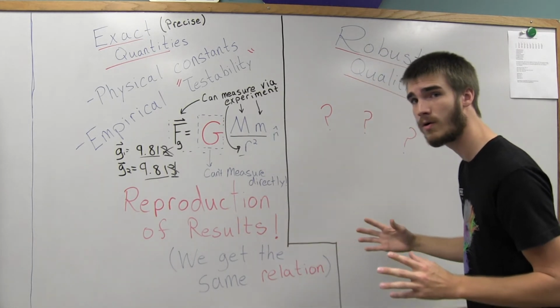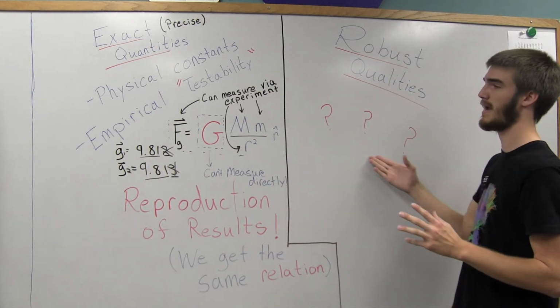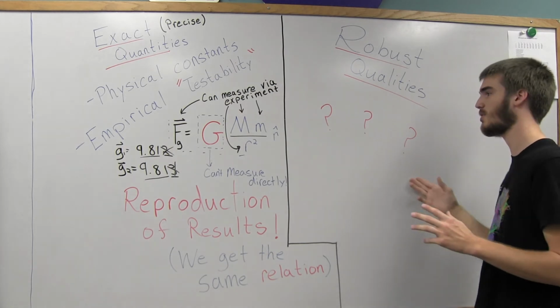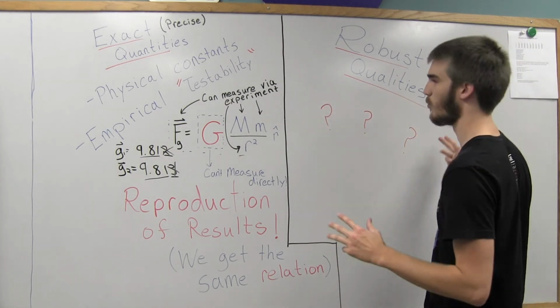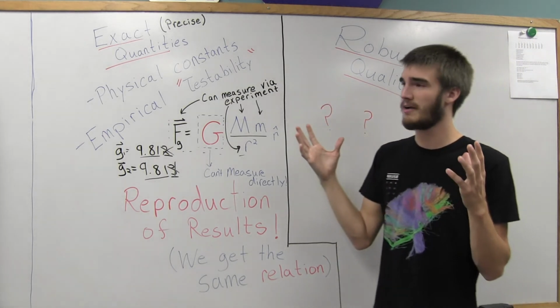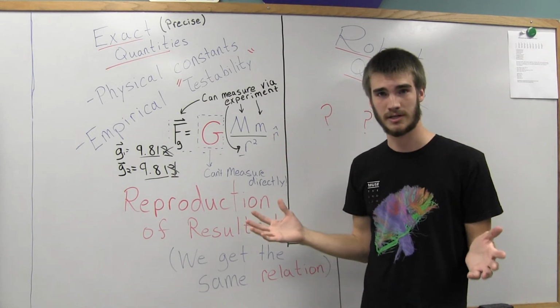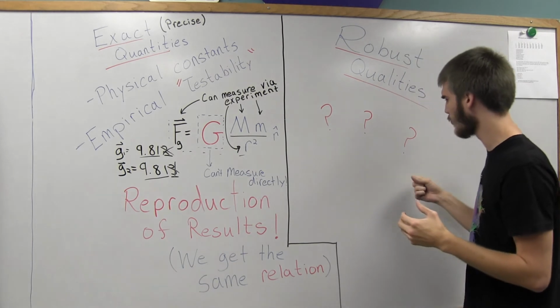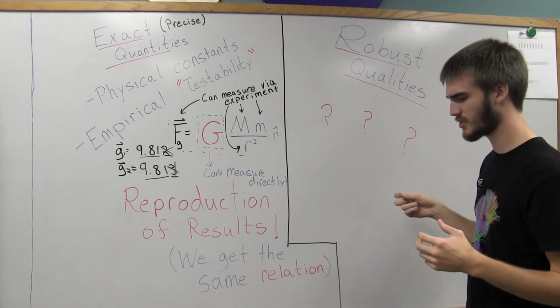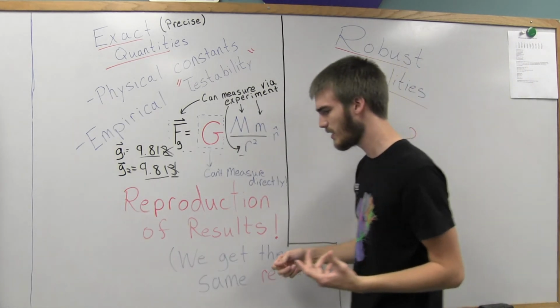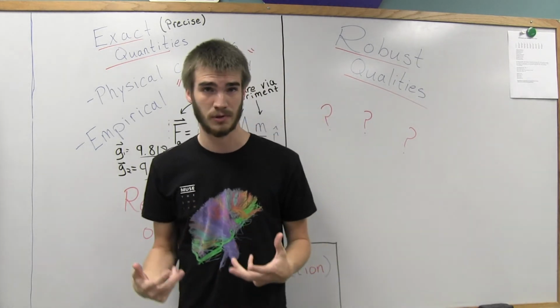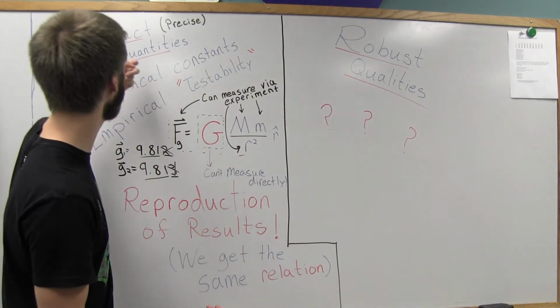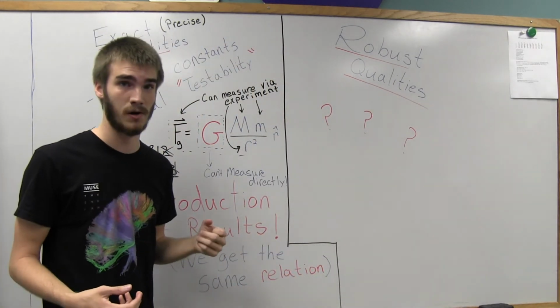So now we have to abandon that. We have no idea what the variables in a complex system are most of the time. So what we need to do is come up with some analogous idea that allows us to make the same types of predictions that we were making in our exact quantity model.